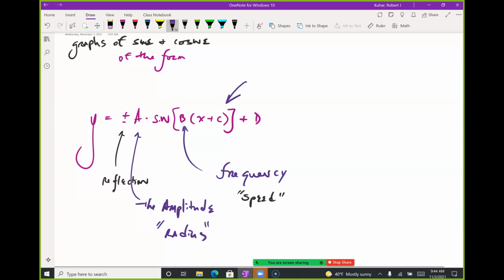And then C is my horizontal shift or phase shift, right? So I call it the start. I want to think about where that rectangle that I'm drawing is starting. And D is finally the midline, which is my vertical shift, right?